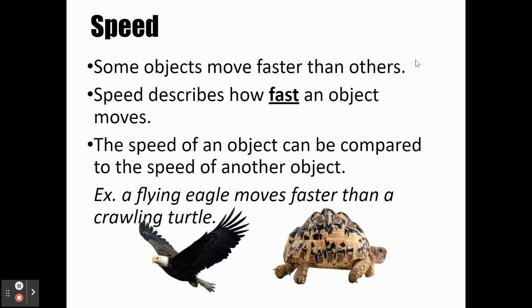So speed of an object can be compared to speed of another object, right? That's what the video with the track runners was doing. There was a race and they were comparing each other's speed. In this example, an eagle flies faster than a turtle moves.